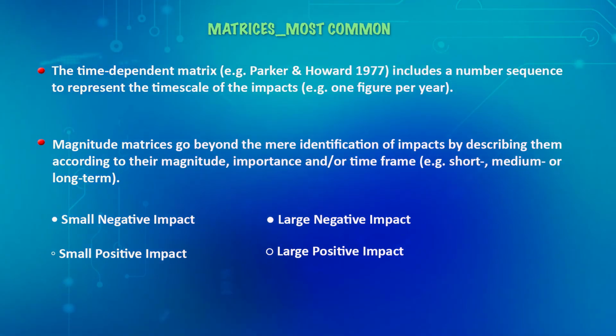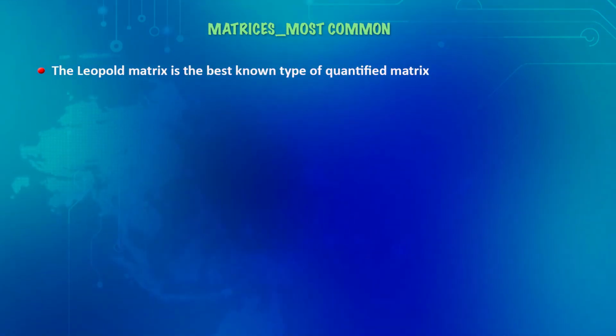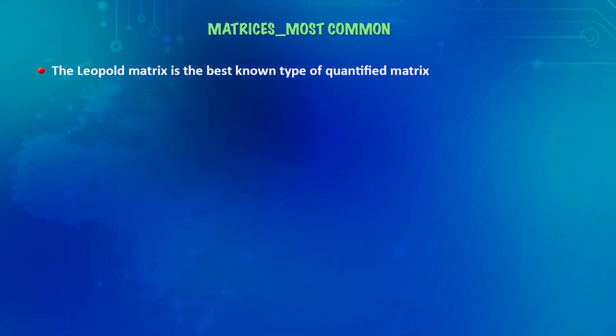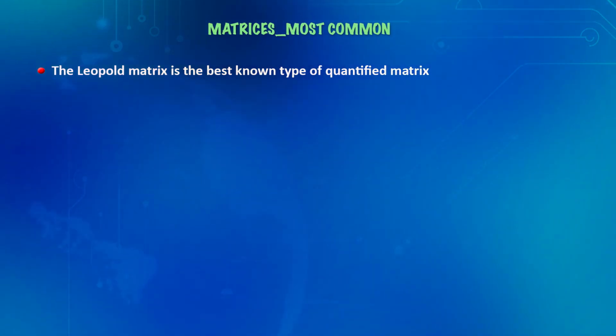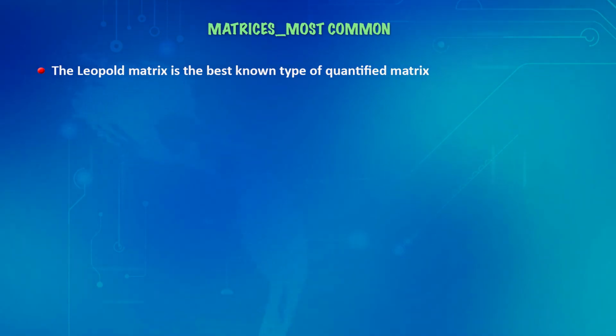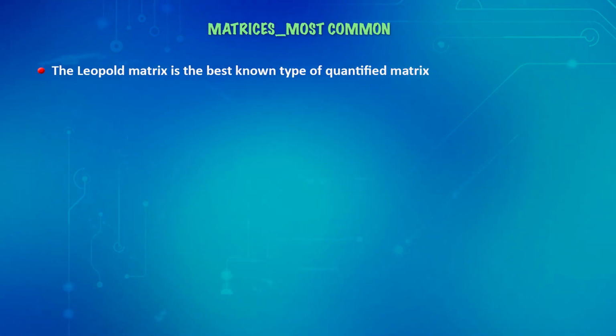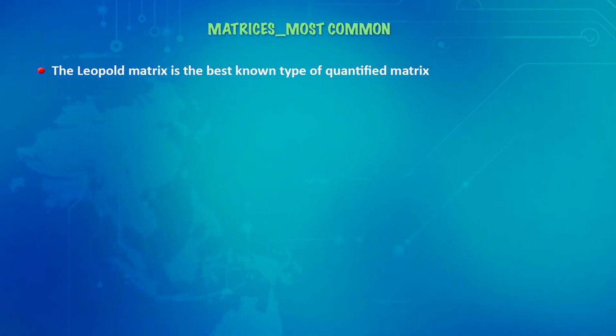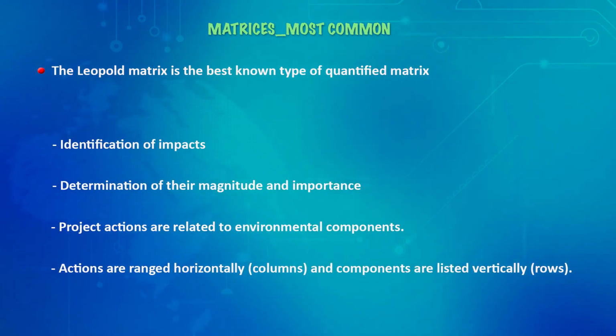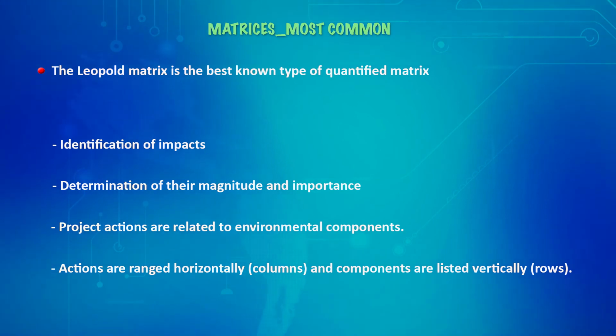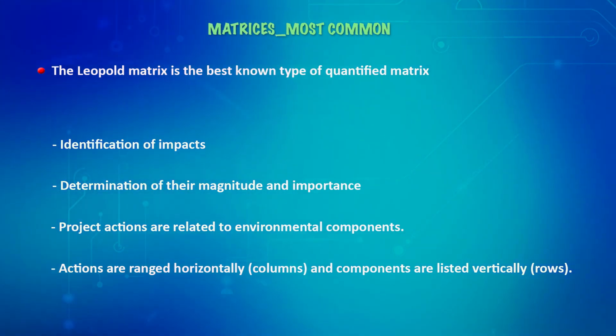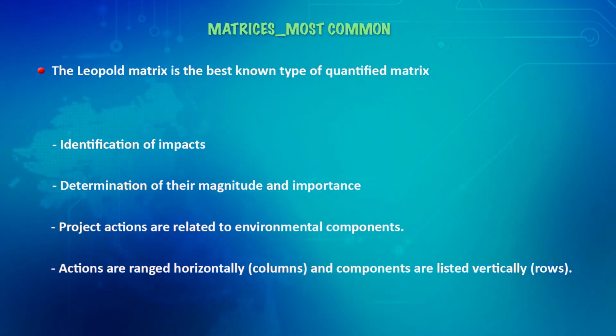The last one is the Leopold matrix. It is in fact the best available matrix as far as quantified matrices are concerned. The basic purpose of this matrix is the identification of impacts, as I told you, and also the determination of their magnitude and importance. That is the most important thing, because we need to determine the magnitude and importance.